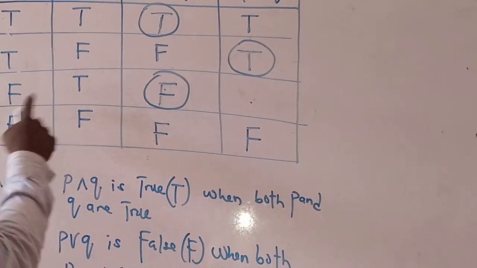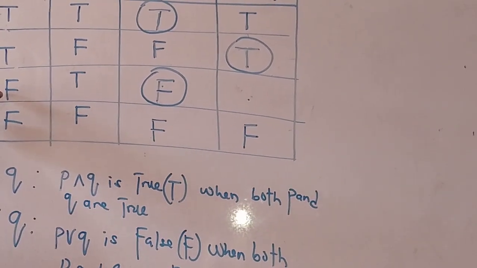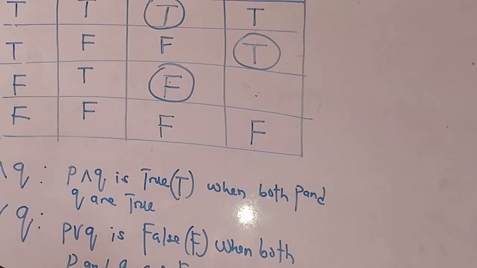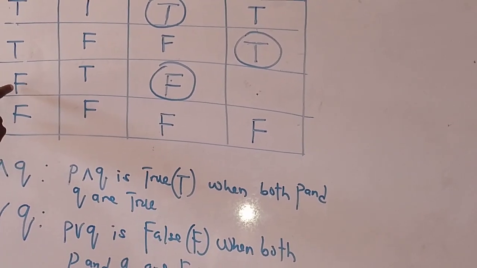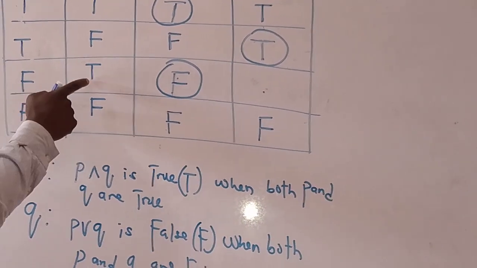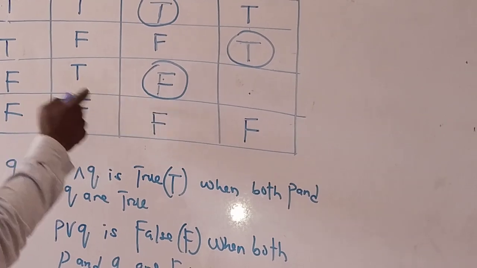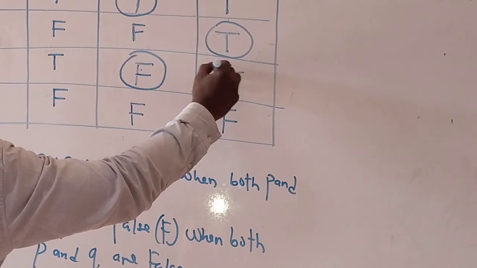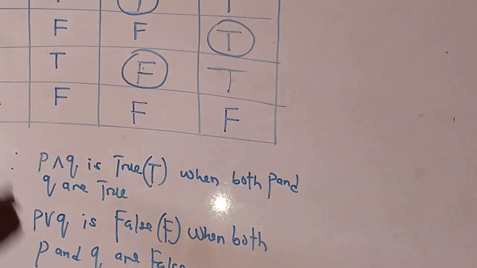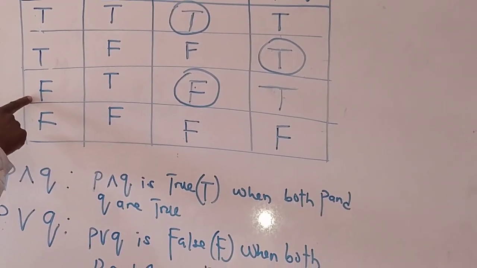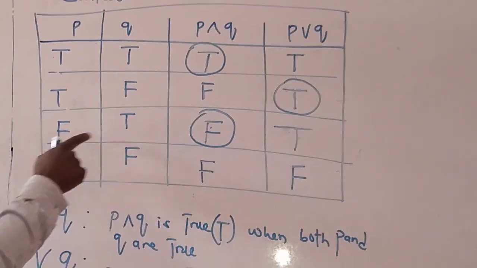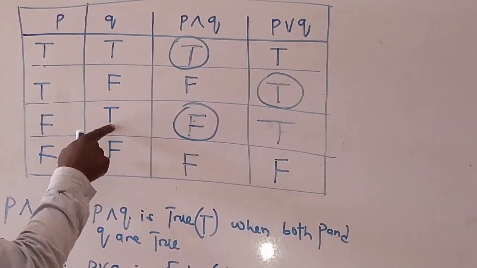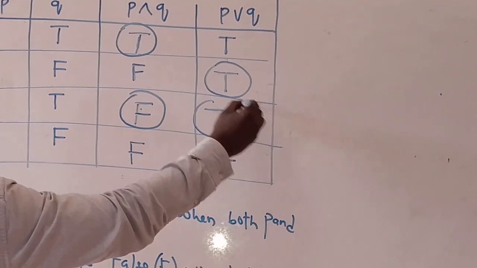Now the last one. It can only be false when P is false and Q is also false. So my answer here is what? My answer is true, because I'm having P as false, and I'm having Q as true. So my answer is true.